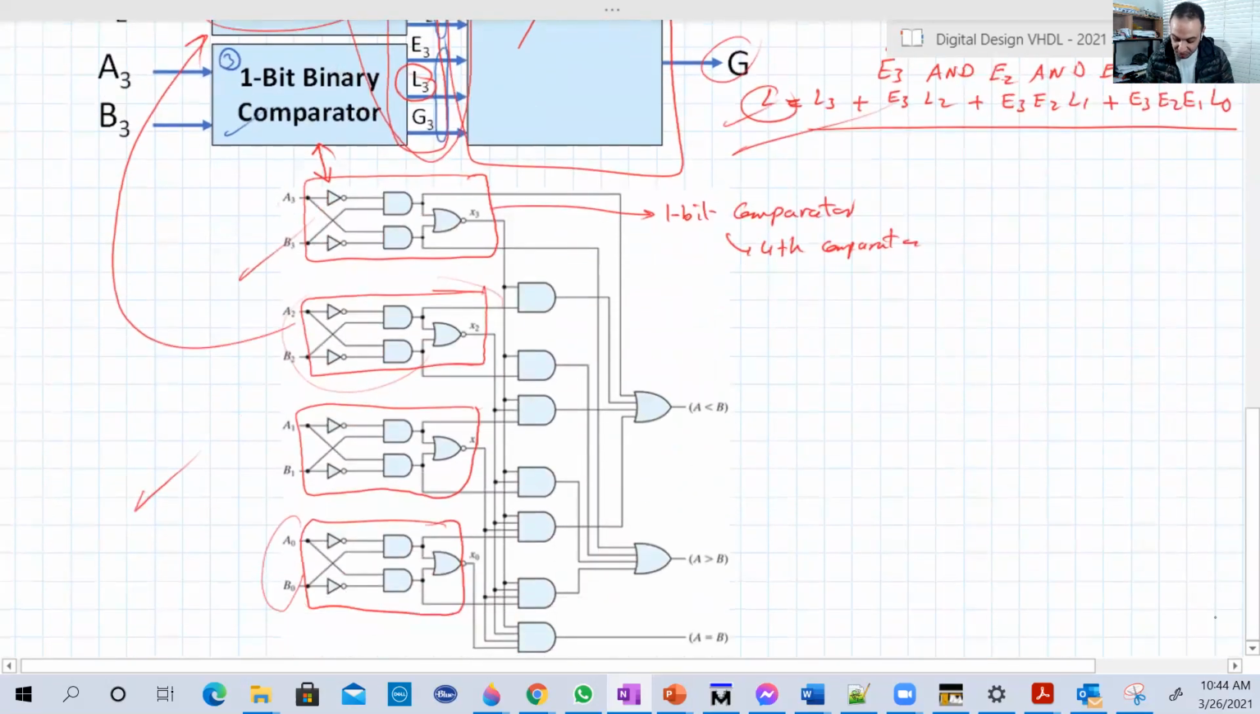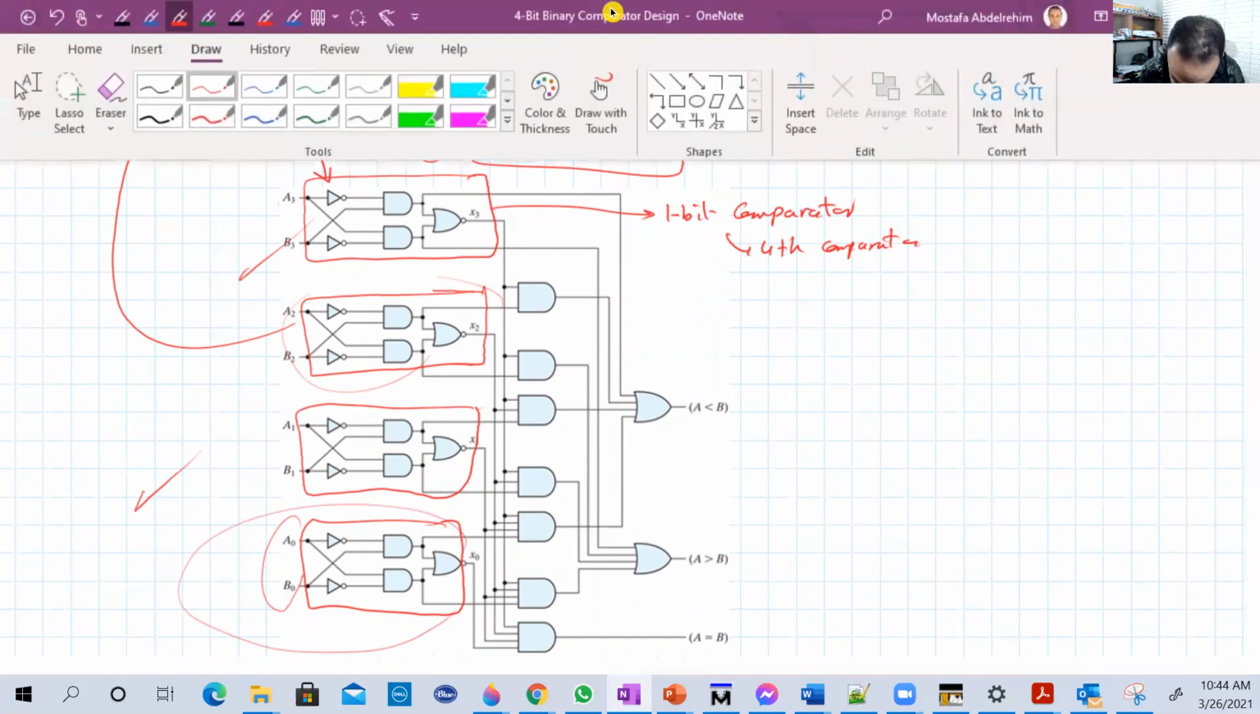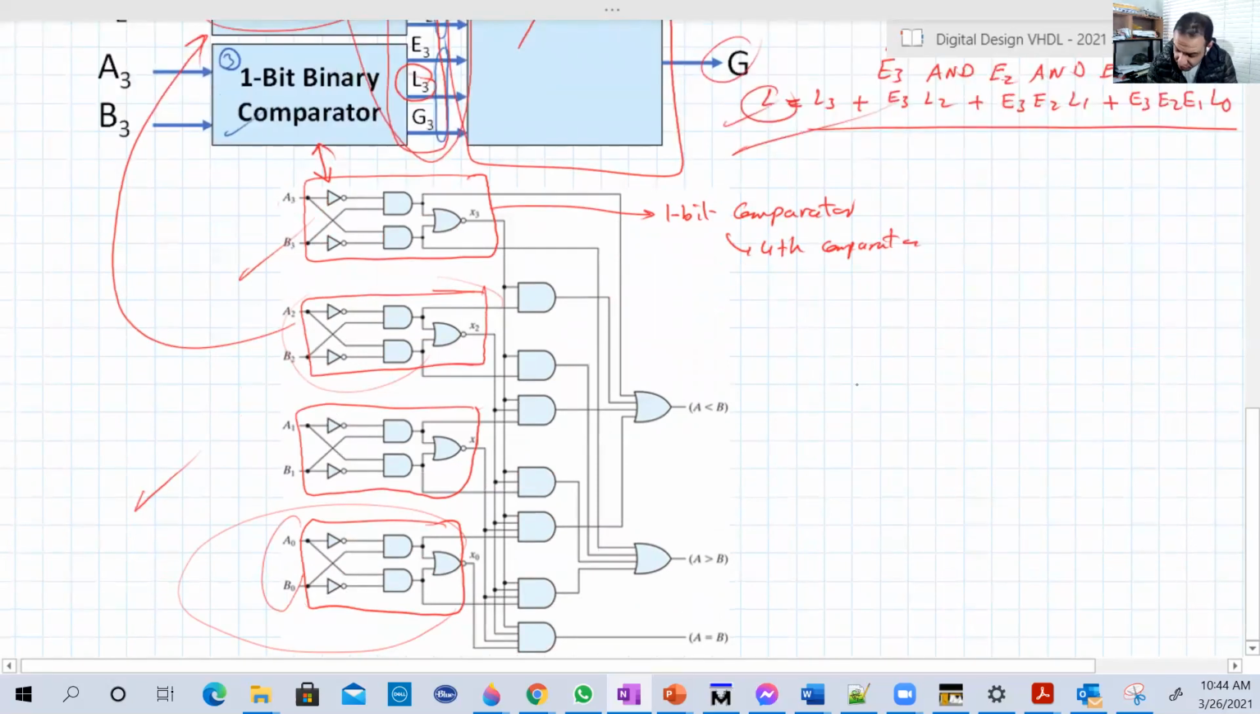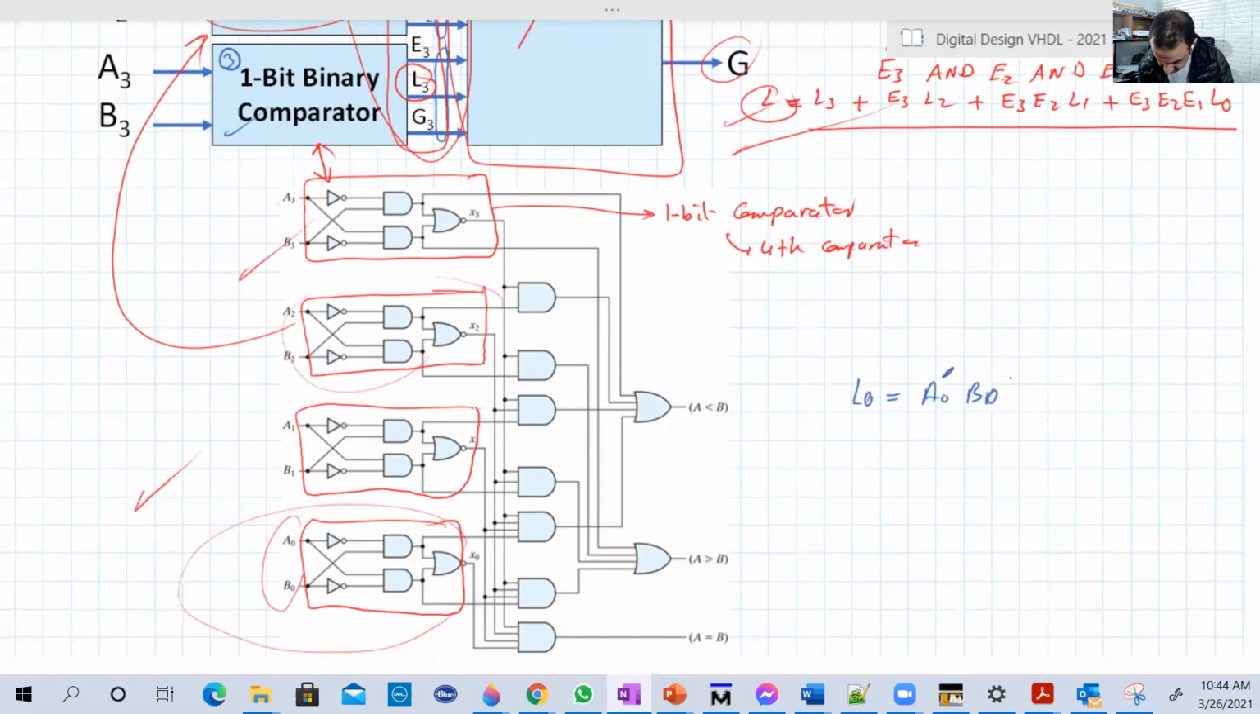Now where is E0, for example, L0, G0? So let's check them out. Of course, L0, G0, E0 should come out from this one here, which compares A0 and B0. So let's find out. We know that L0 means A is less than B, which is A0 bar B0, because B0 should be 1 in that case, and A0 should be 0. So look here where we can find that.